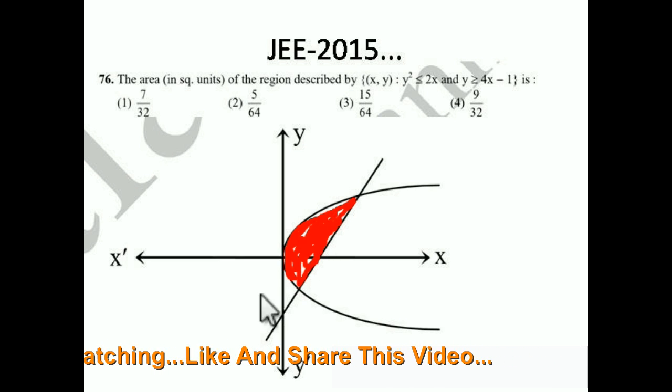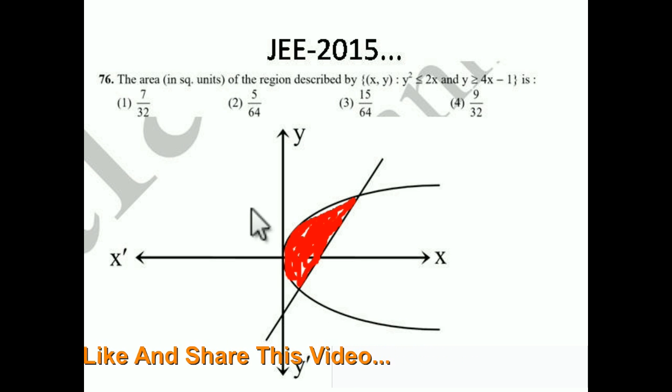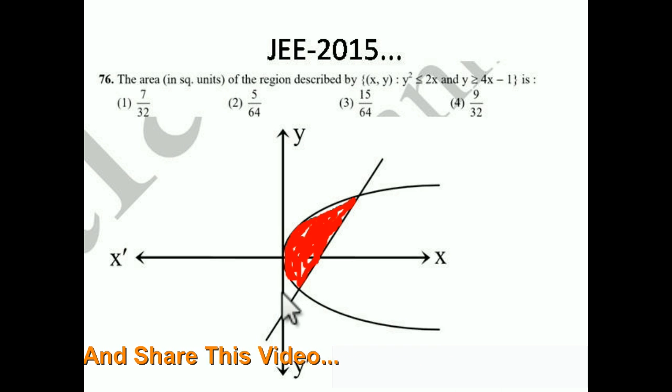Okay friends, now we have the limits on y: minus 1 by 2 and 1. See what we are going to do. You just have to integrate the line first from minus 1 by 2 to 1, so you have this much area. Then integrate the parabola from minus 1 by 2 to 1, then you have this much area. If you subtract both, you have this area. Understand? First the line from minus 1 by 2 to 1.